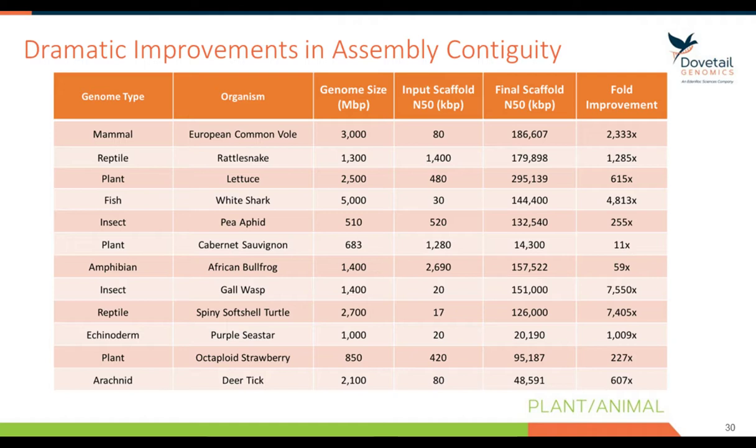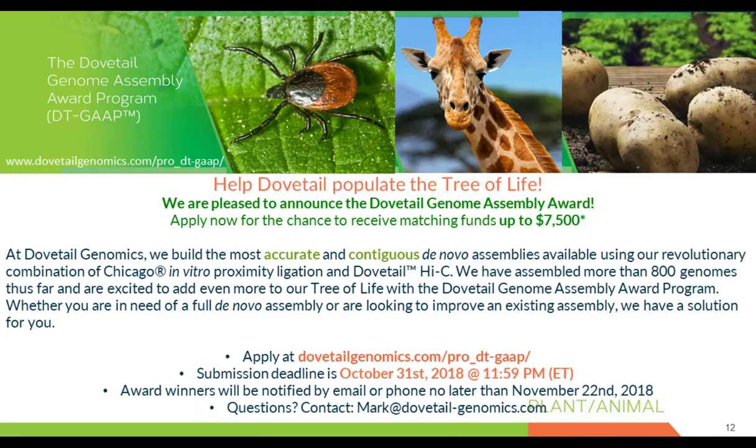assemblies. And this slide kind of just shows you a brief cross-section of some of the genomes we've done. And I'm showing this to basically demonstrate that regardless of genome size, regardless of the input N50 that we start with, we virtually always end up with chromosome or near chromosome contiguity. And you can see the levels of improvement here are pretty staggering in some of these, up to 7,500X improvement in contiguity.